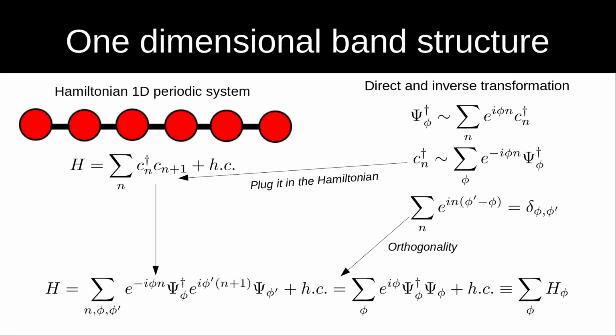When we plug them into the Hamiltonian, we realize that we essentially have a product of phases, and that product of phases gives rise to a delta function that picks the e to the i phi phase once and the e to the minus i phi phase once. When you consider those two terms, you will essentially get 2 times the cosine of phi, written in the diagonal basis, where each phi is independent from each other.